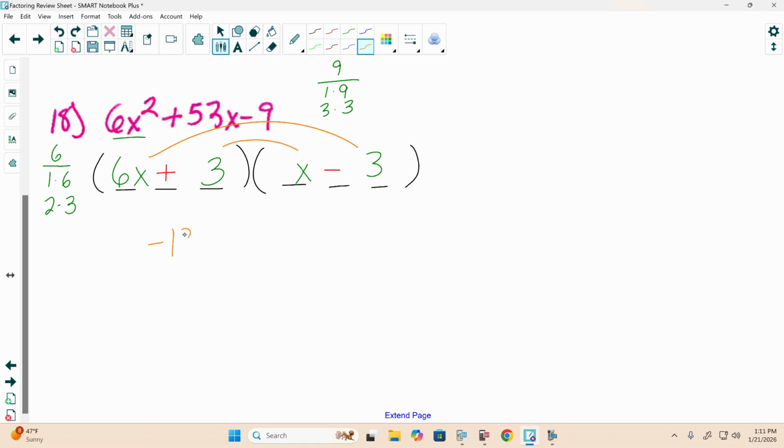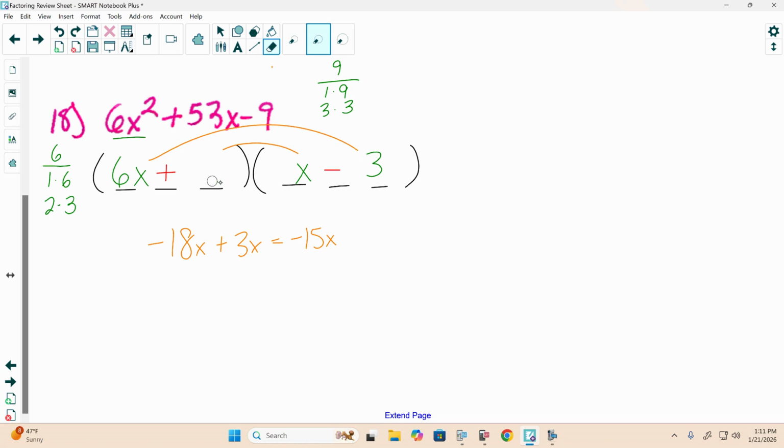6x times negative 3 would be negative 18x. 3 times x is 3x. Negative 18 plus 3, negative 15x. We could switch the 3 and 3, but unfortunately that would give us the exact same expression. So instead of that, we can switch to 9 and 1. Now we can say this is not going to work already.